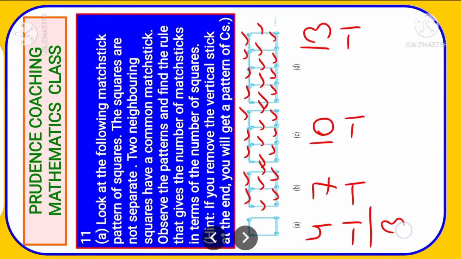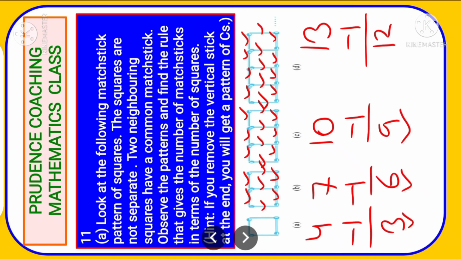So 4 minus 1 is 3. Next one is 7 minus 1, 6. 10 minus 1 is 9. 13 minus 1 is 12. So 3 into 1 is 3, 3 into 2 is 6, 3 into 3 is 9, and 3 into 4 is 12.